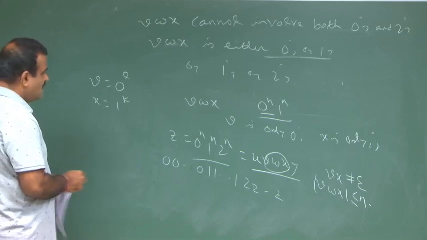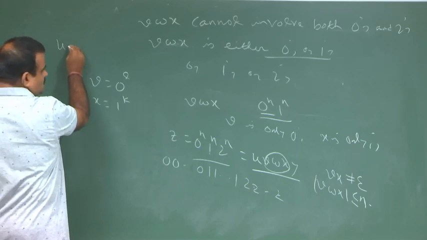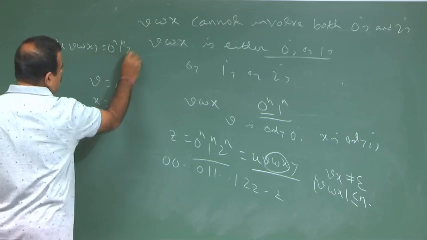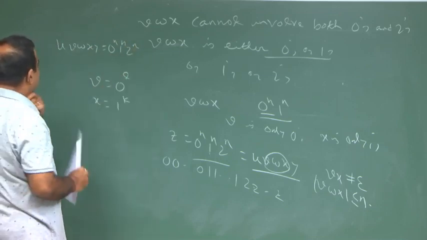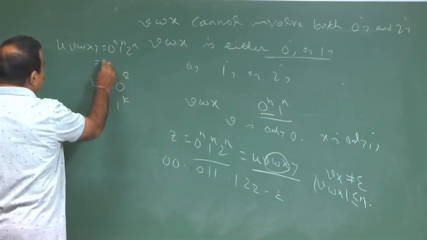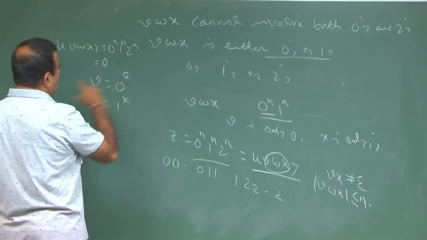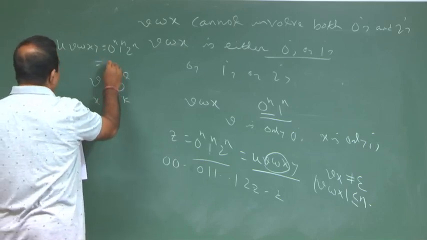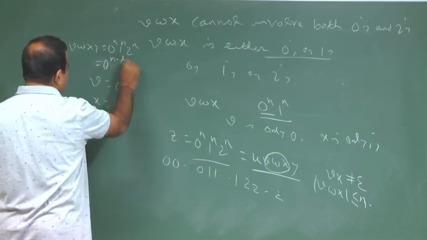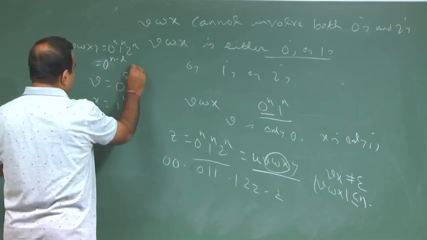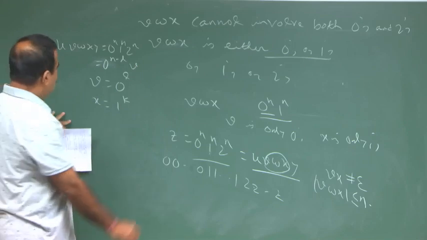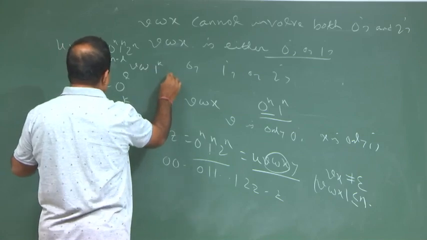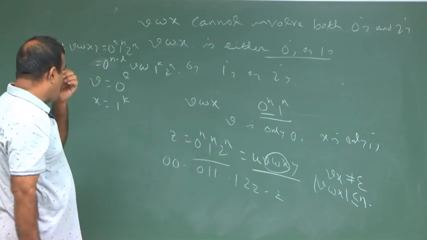Okay. So, what is u v w x y? It is 0 to the power n, 1 to the power n, 2 to the power n. We can even have a mixture also. So, it is basically 0 to the power n minus l, then v, then w, and then x. x is 1 to the power k and then 2 to the power n, something like that.